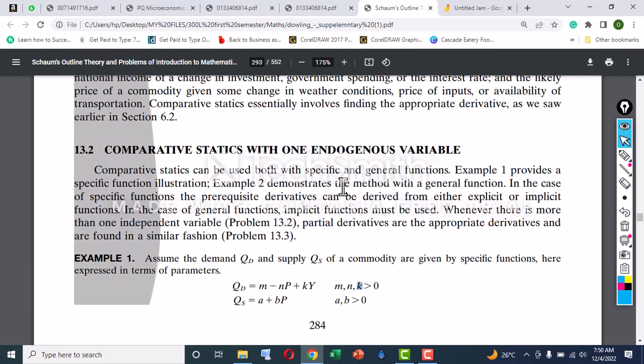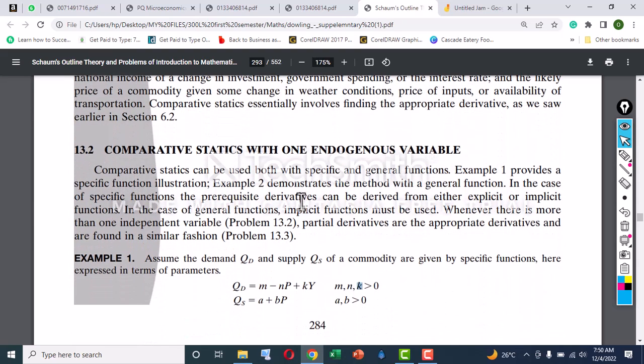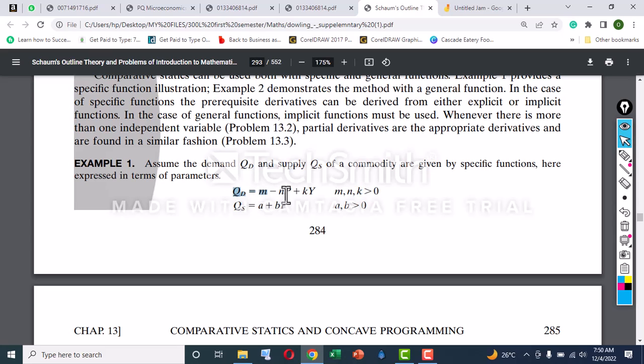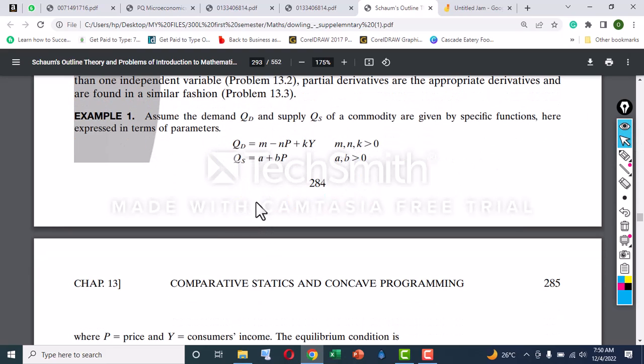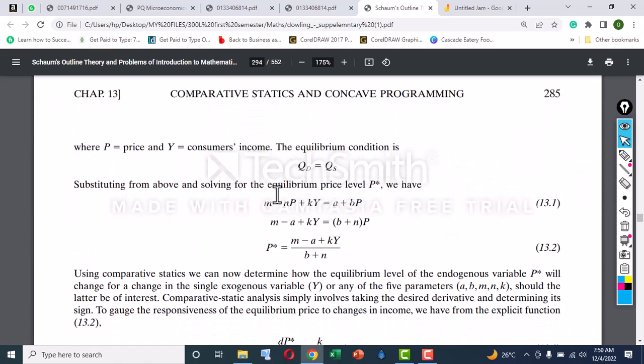So let's look at comparative statics. As I said earlier, we are basically looking at equilibriums, comparing different equilibriums with comparative statics. If you want to look at this particular demand function, for example, this is QD, the demand function, and this is QS, the supply function. We want to look at these two functions and see how we can use comparative statics to derive a particular function for P.